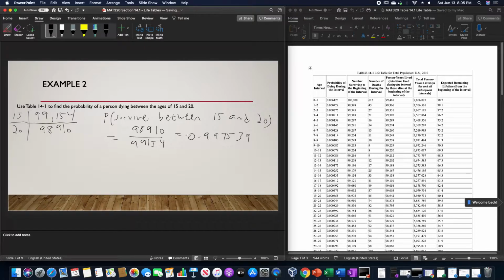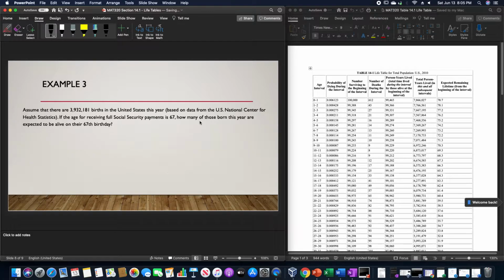So this is for surviving. Since we want the probability of dying, we're going to take 1 minus the probability of surviving that we just calculated. So 1 minus 0.997539. This will give us a value of about 0.002461, which, as you can see, is a very small number. But anyway, example number 3.